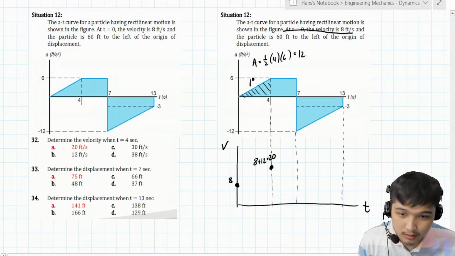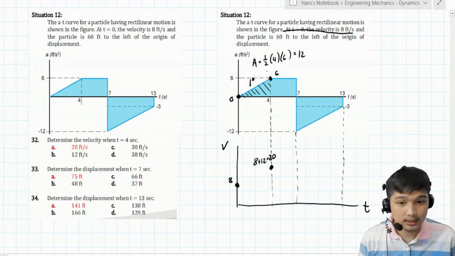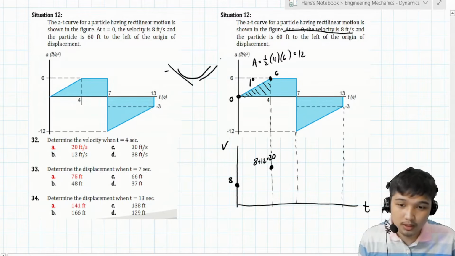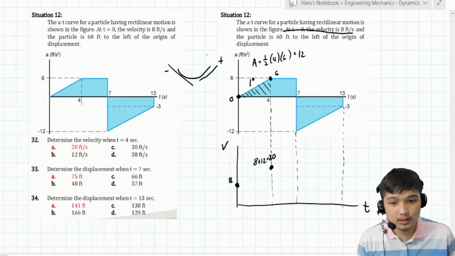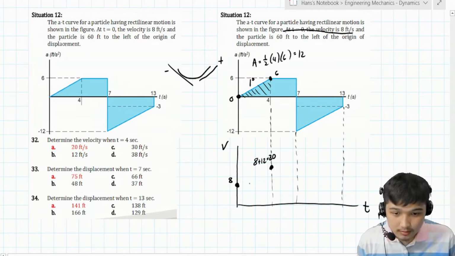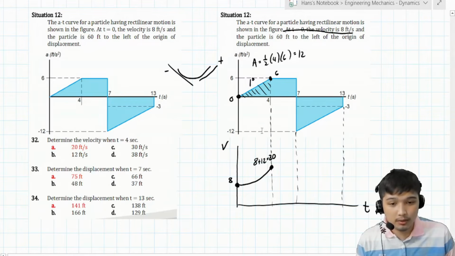Eto, nag-start siya sa 0. Nagtapos siya sa 6. So, therefore, 0 to 6, nag-i-increase. So, ang curve na gagamitin natin is yung increasing, no? From negative slope, papuntang positive slope. So, ganyang curve yung papang-connect natin. Concave upward. Okay? So, ito yan. Ganyan. Gets?